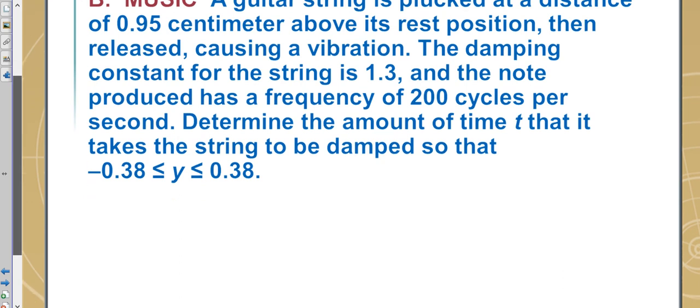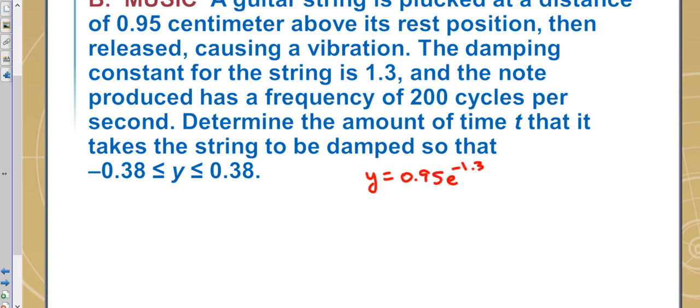So it now says determine the amount of time it takes for the same equation that we already had. Remember that equation? Y equals 0.95 e to the power of negative 1.3 t times the cosine of 400 pi t. Determine the amount of time it takes for the string to be damped so that it's between these two values.